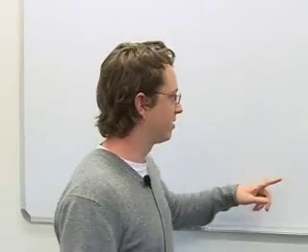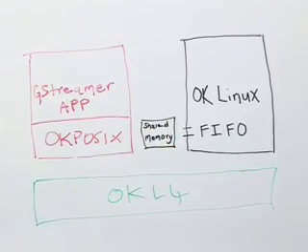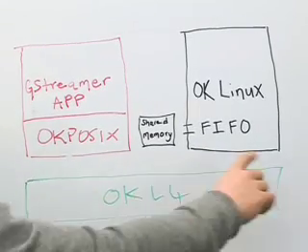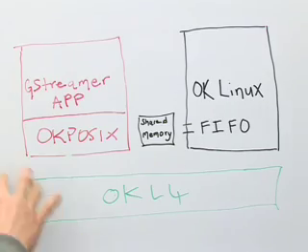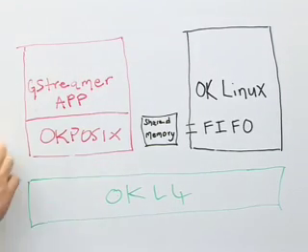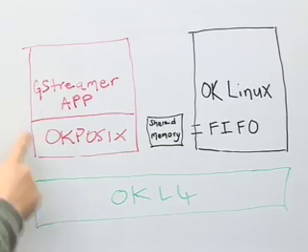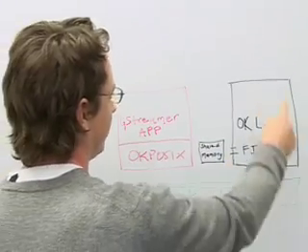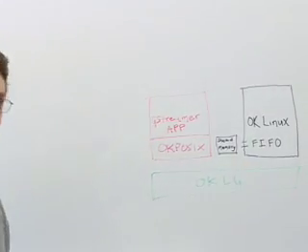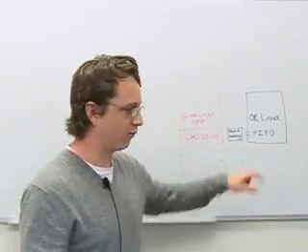So this is the block diagram of the system that I've created. It consists of the OKL4 microkernel and OKL4 system, and on top of that we have two cells running simultaneously and side by side. One of them is the OK POSIX cell, in which the GStreamer app runs, and the other one is an OK Linux cell, which is just normal Linux, and from the user's point of view is exactly the same as any other Linux, but underneath it we have the OKL4 microkernel.